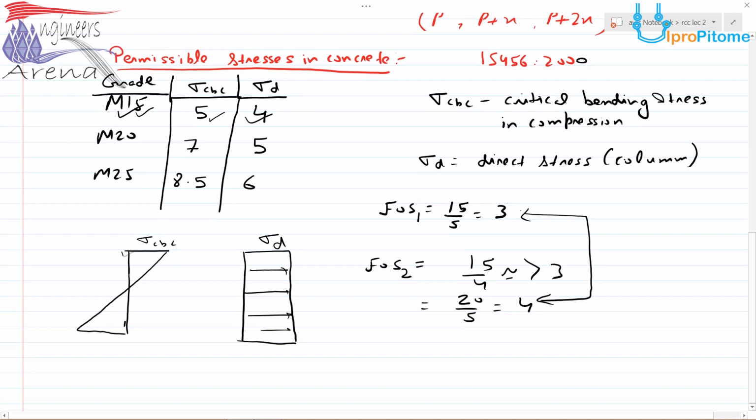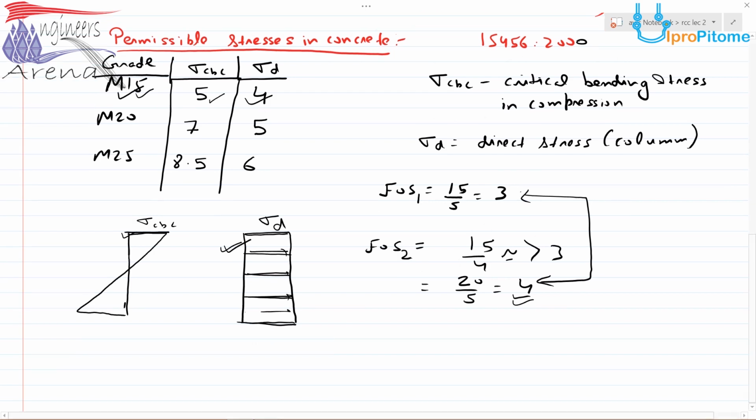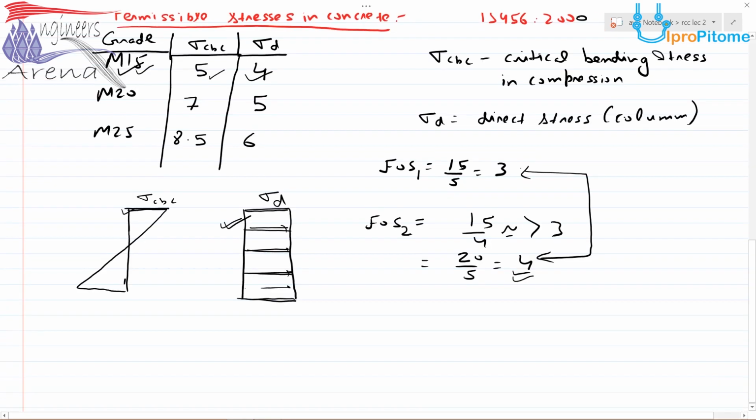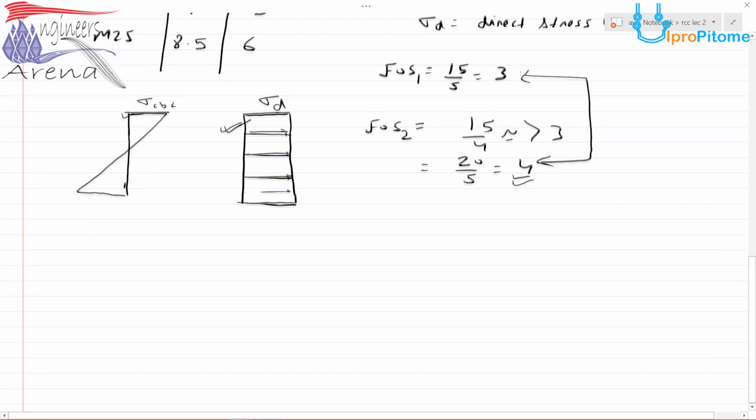Now you see that in this case there is only one extreme fiber which is having maximum stress, whereas in this case we have maximum stress in all the fibers. Therefore the factor of safety in this case should be greater. You can see that this is greater. This type of question might be asked to you in interviews, so you must know this.